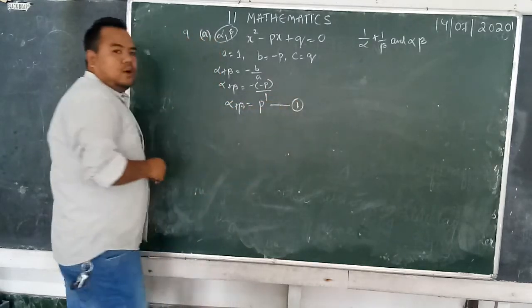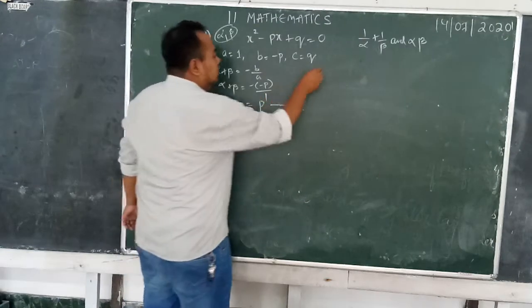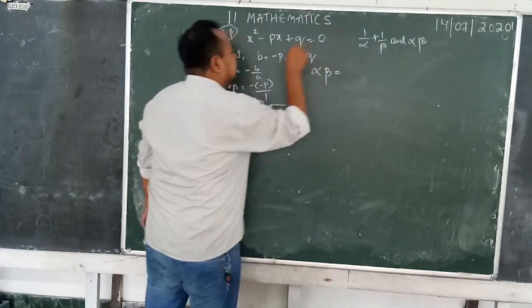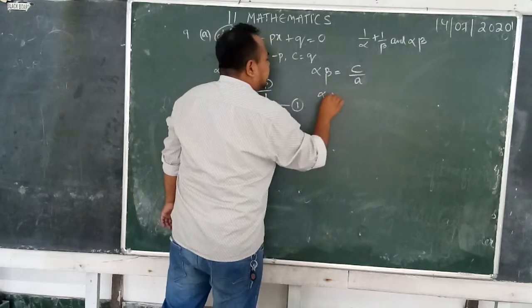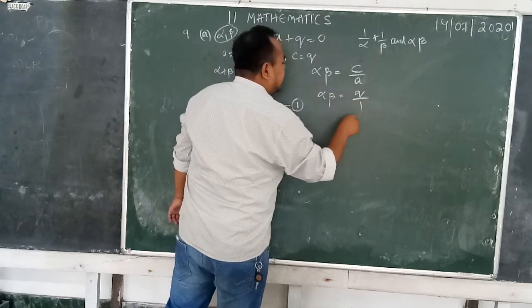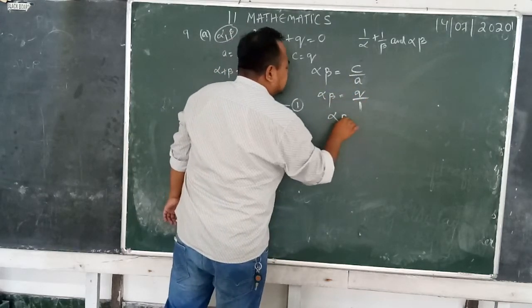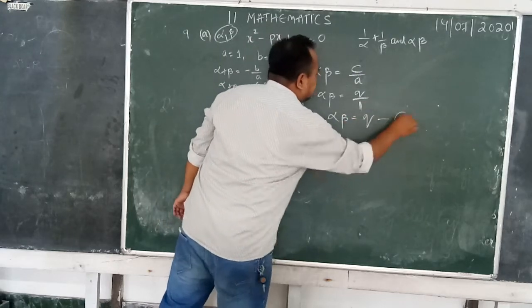Relation number 1. Now the product of the roots, alpha beta, equal to c by a. So what is c? C is q. What is a? It is 1. So what is alpha beta? It is q. So this is the second relation.